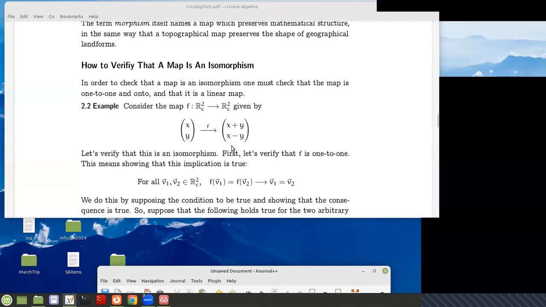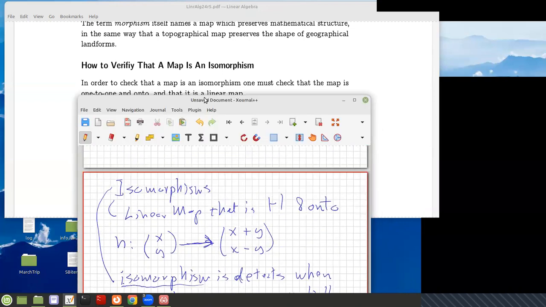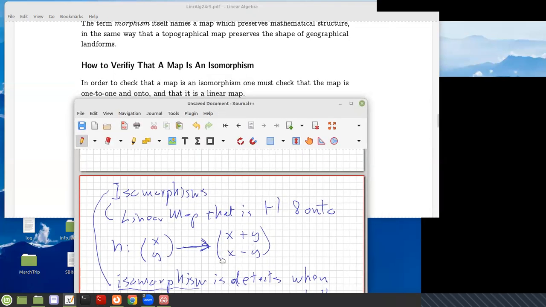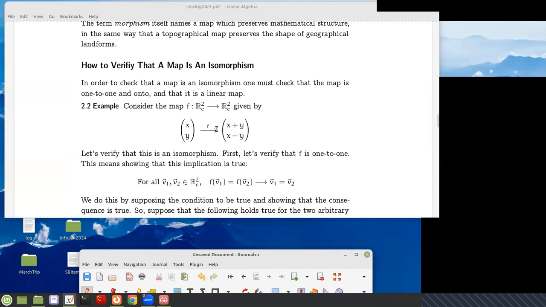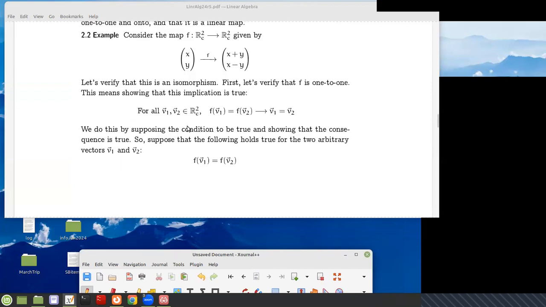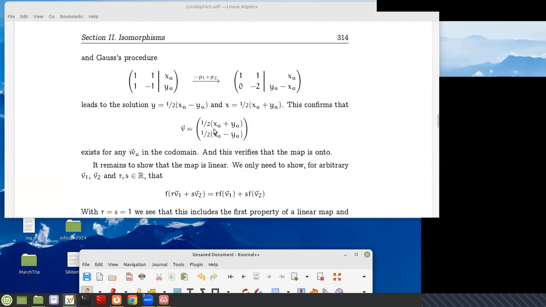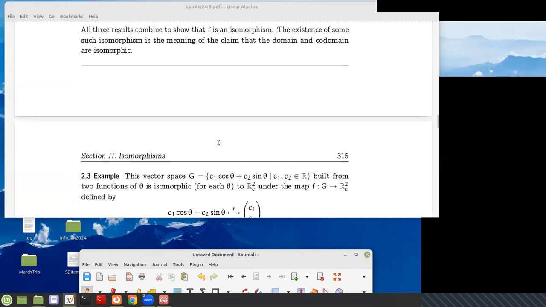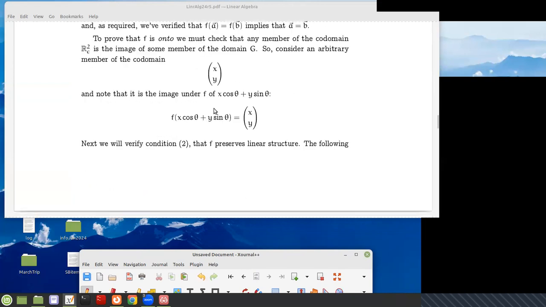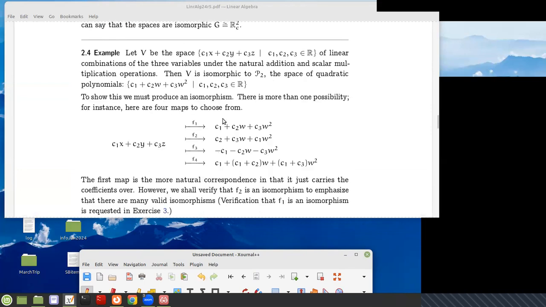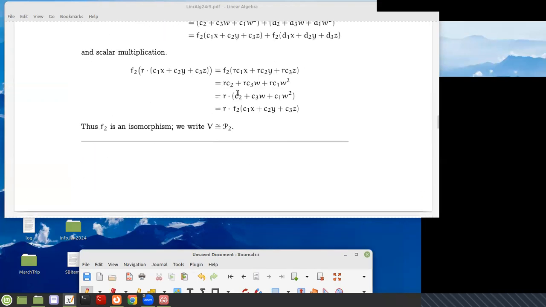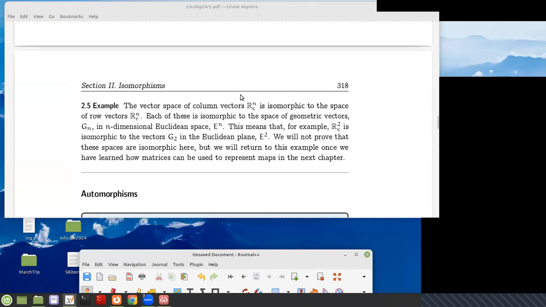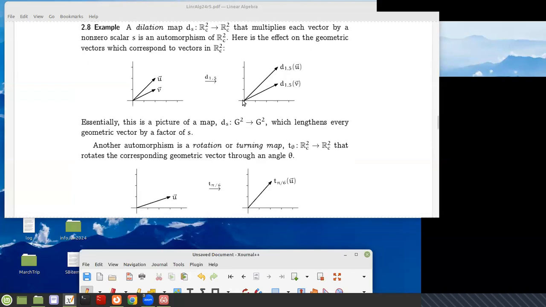So this map here that I wrote down here, although it's called F, is an isomorphism. And I go through an example 2.2, and if you look at 2.2, it's several pages, but it verifies all three conditions. And here's another example of verifying those three conditions, and another example. So these are all examples of verifying that a map is an isomorphism, and there's special cases.